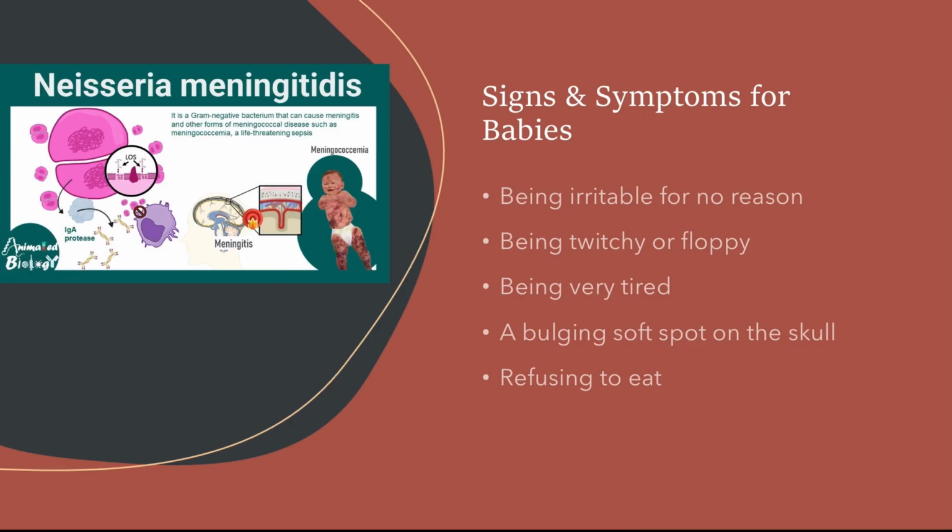When looking for signs and symptoms in babies, it will be a little bit different because they will not express themselves the way that a teenager or adult would. Some of these signs include irritability, twitching, flopping, being very tired, refusing to eat, and a big physical symptom would be a bulging soft spot on the skull.